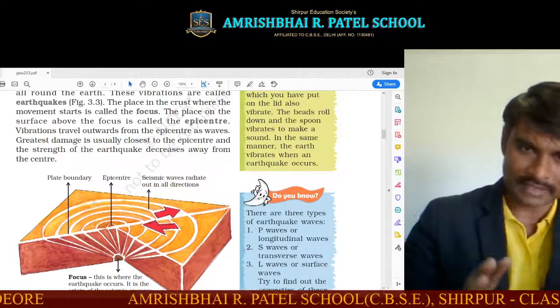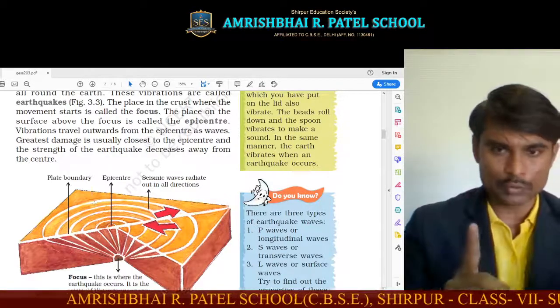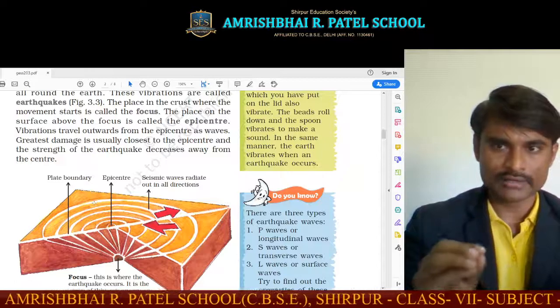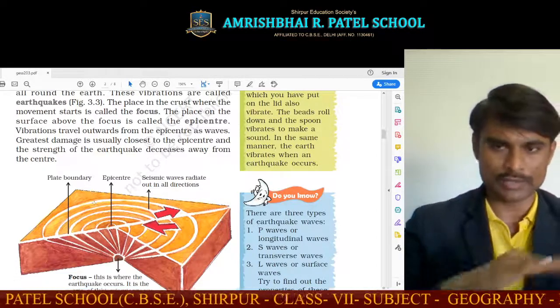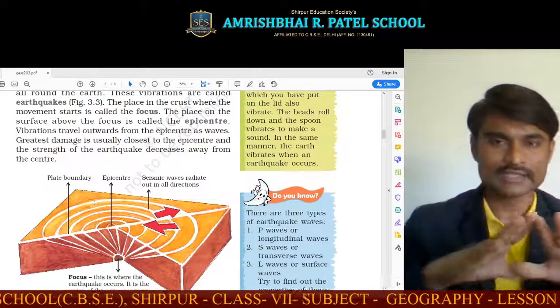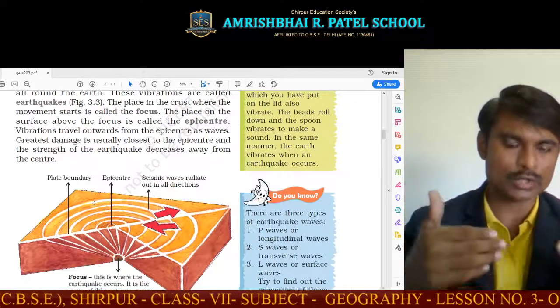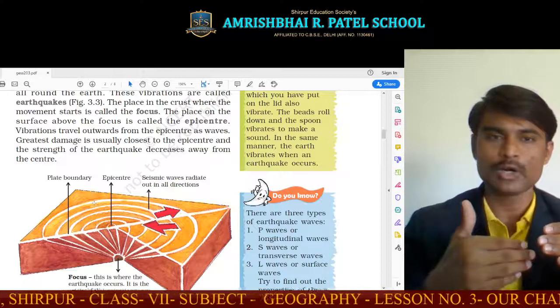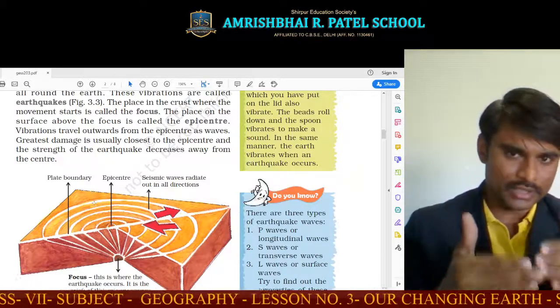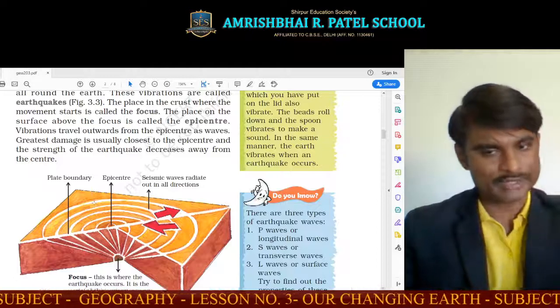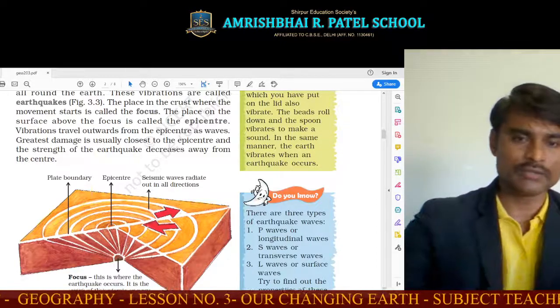We have to understand this. I have told you very clearly that these vibrations start and travel outwards from the epicenter as waves, and the greatest damage is usually closest to the epicenter of an earthquake. The strength of the earthquake decreases away from the center. So this is what we can see here.